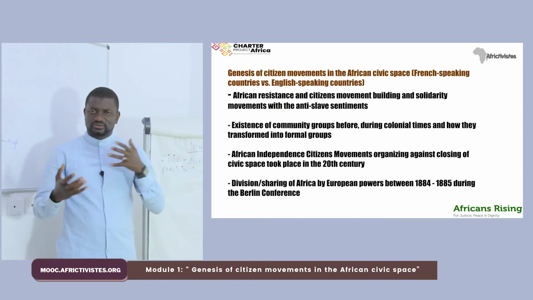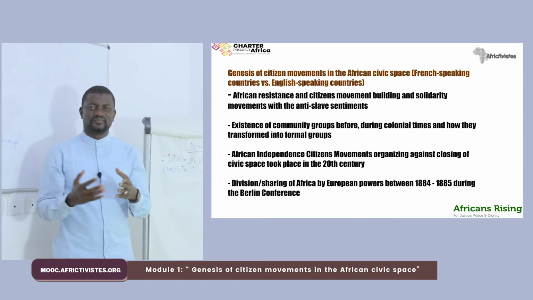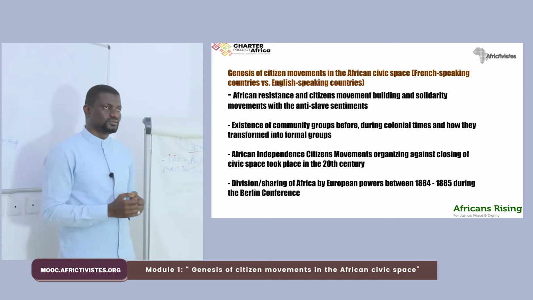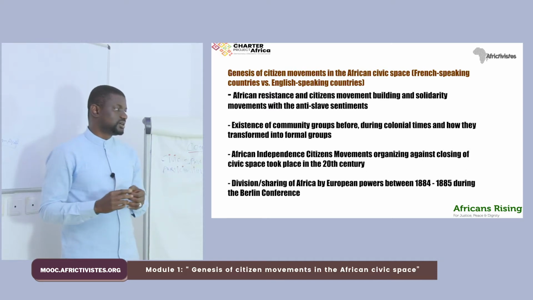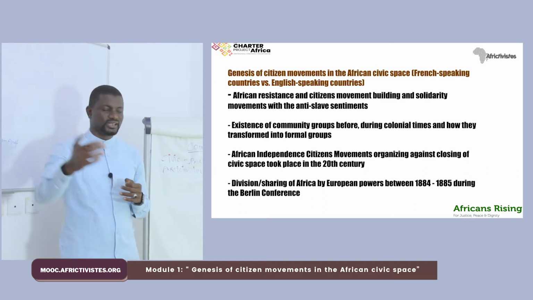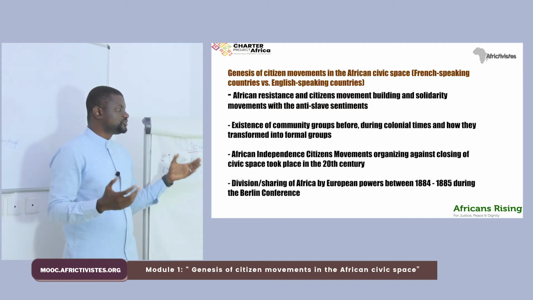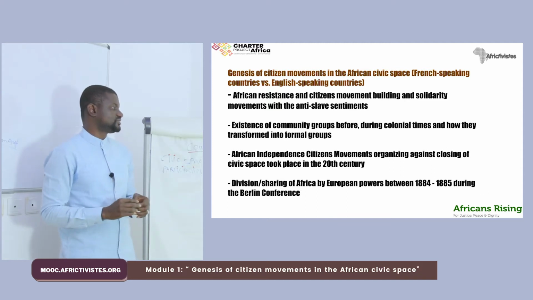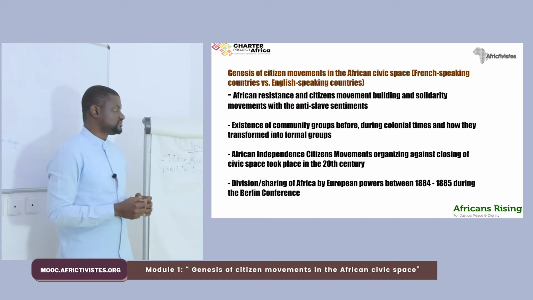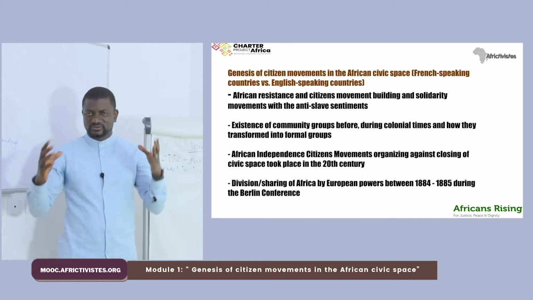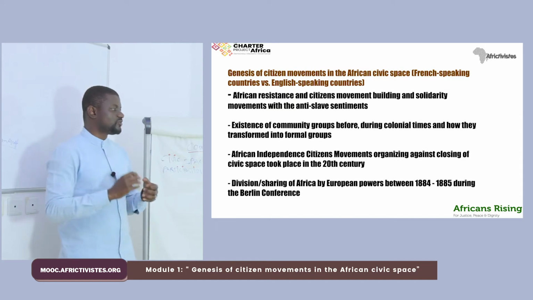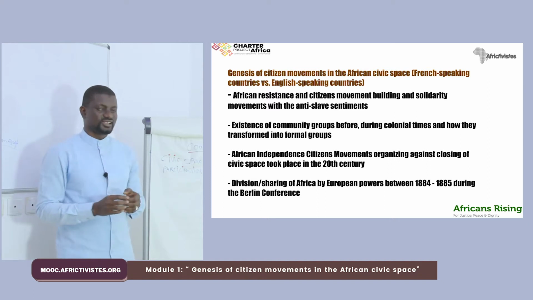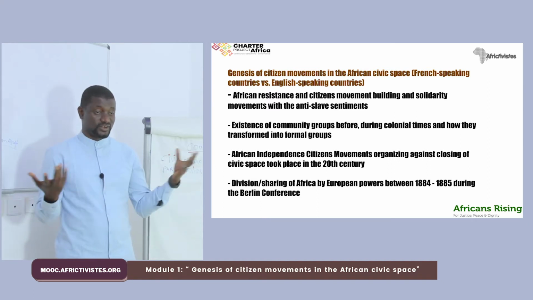Again, these formations that fought against slavery became more formalized and more organized to champion and lead the cause for independence, and they became independence movements. Before and during the period of slavery, the slave trade, and colonization, there existed community groups that provided social, economic and cultural services and activities in different communities in Africa.